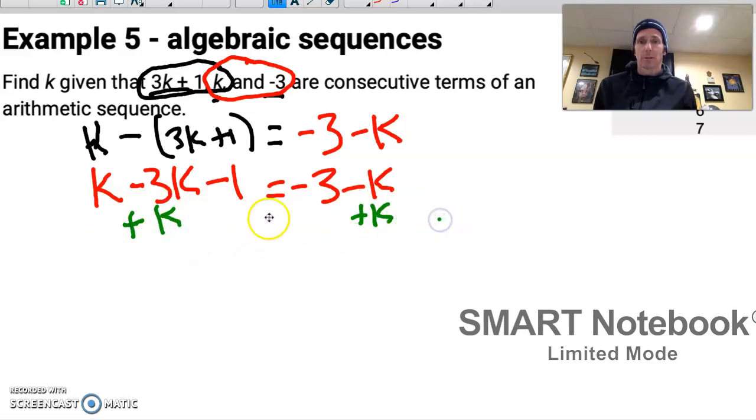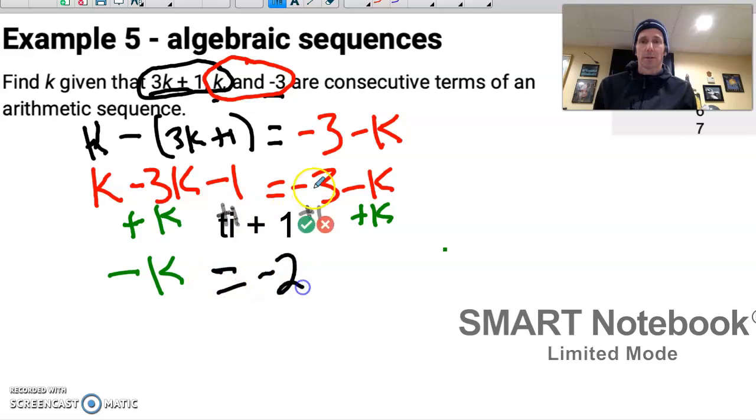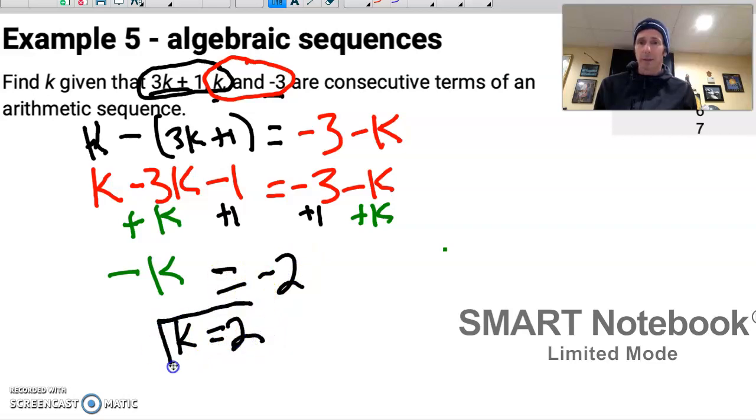And in doing so, I have a whole bunch of k's going on over here. And I have k plus k is 2k minus k. All of that equals negative k. And then I'm going to also move the 1 over here. So when I do that, this side would equal negative 2. And if negative k equals negative 2, then k has to equal 2. And there's my answer, just by doing the common difference of two consecutive terms in a row.